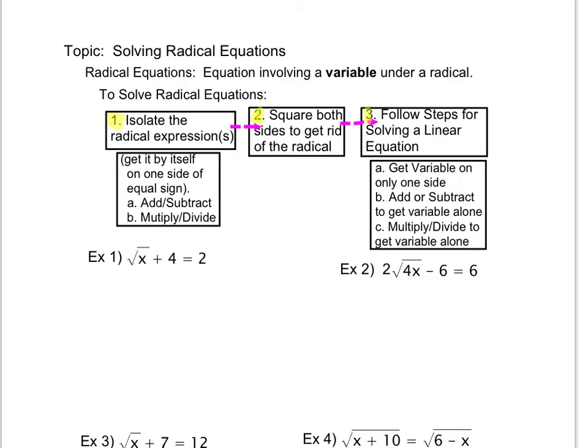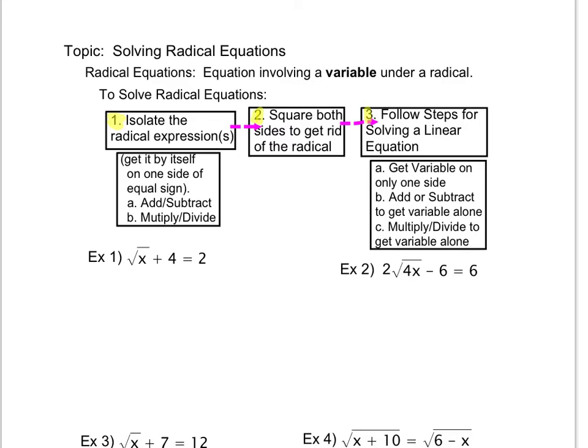Once we do that, we're going to have to get rid of our radical symbol or our square root symbol. Well, remember we've talked before that to get rid of a square, we use a square root. So to get rid of a square root, we're going to square. If we square one side of the equation, remember an equation's like a balance, so we also have to square the other side of the equation. So those are going to be our first two steps.